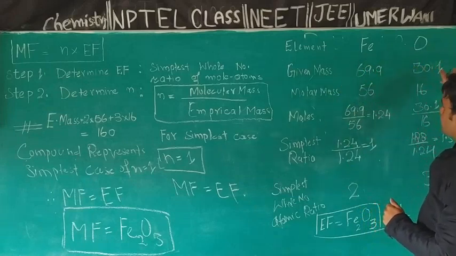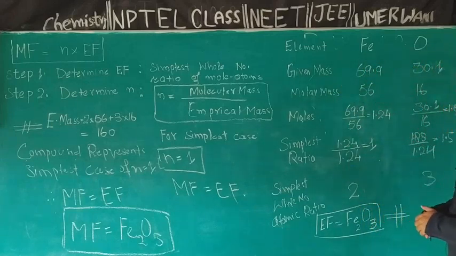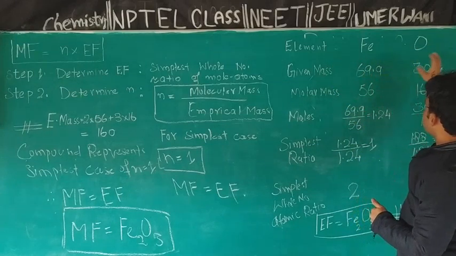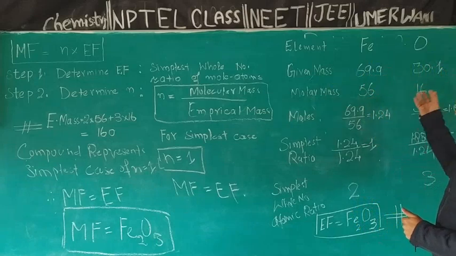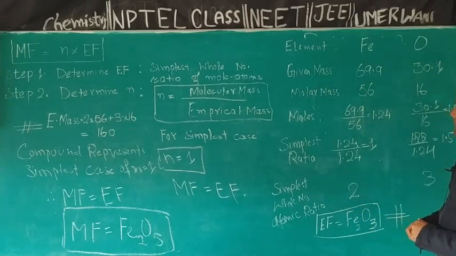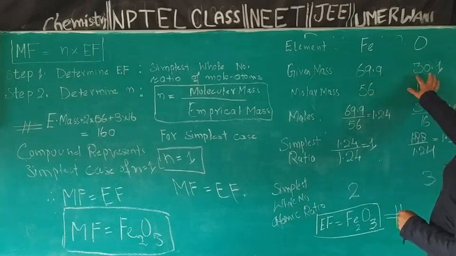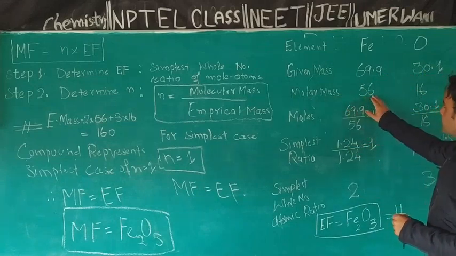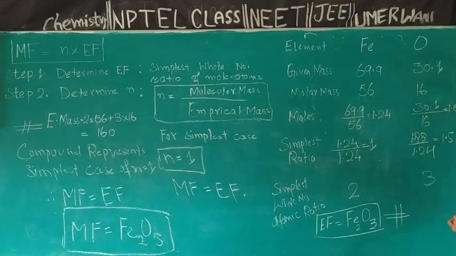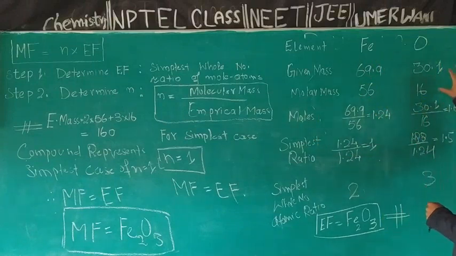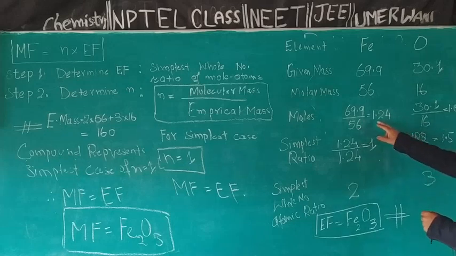I wrote the elements side by side in the same sequence as given in the question. In the first row I mentioned the mass of each element. I said that considering 100 grams of compound, the given mass percentages of elements represent their masses. So for iron, the given mass is 69.9 and for oxygen 30.1. In the second row I wrote their gram atomic masses. For iron it is 56, for oxygen it is 16. In the third row I calculated the number of mole atoms of iron and oxygen. The ratio came equal to 1.24 is to 1.88.